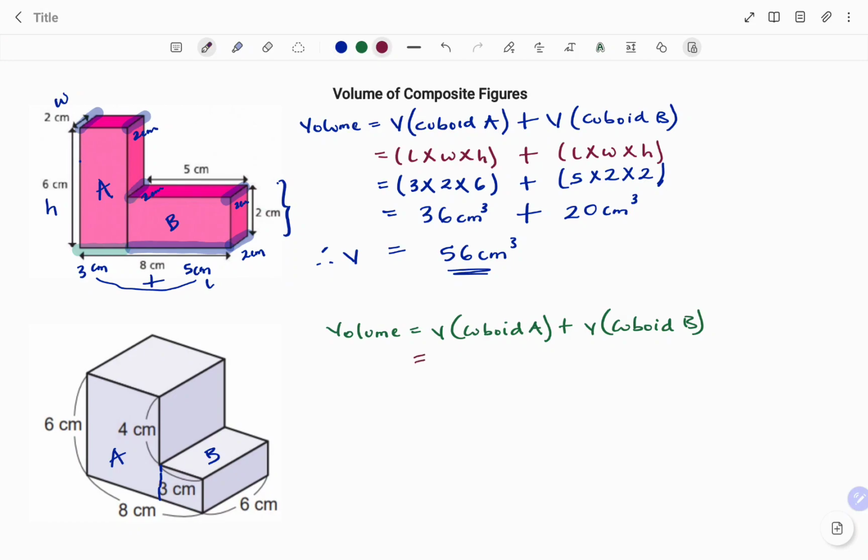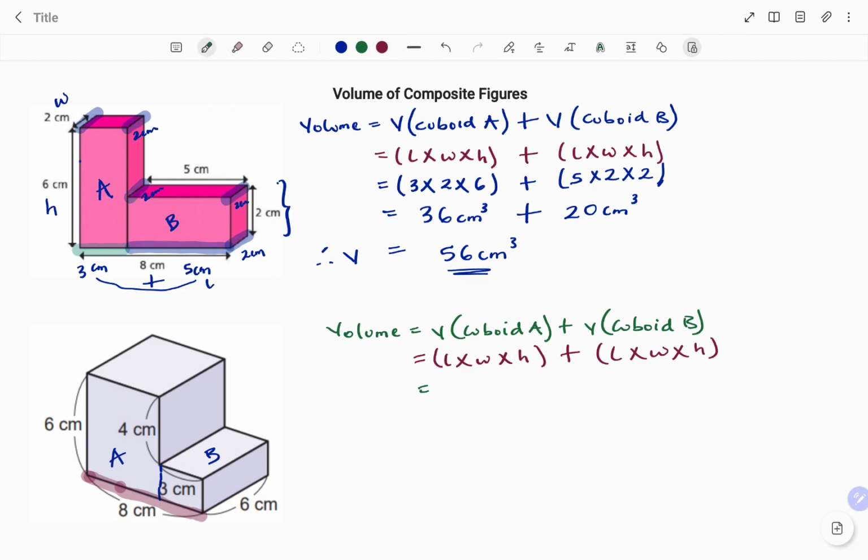I know the formula for finding the volume of a cuboid is my length times my width times my height. And likewise for the second cuboid, I have my length times my width times my height. To find the value of each of the parameters, I start with cuboid A. To find the length, I've been given the total length to be 8 centimeters. I'm going to highlight that.